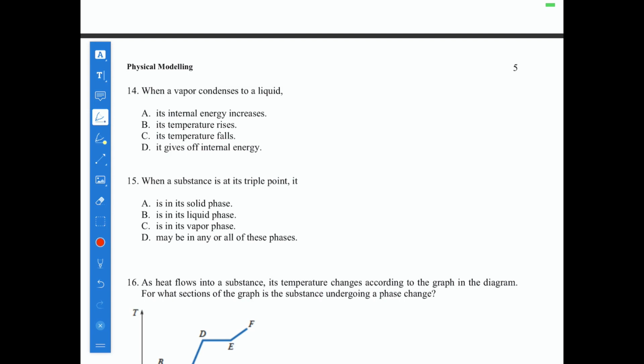When the vapor condenses to a liquid, it will give off internal energy. During condensation, energy is given out because the separation between the molecules of the gas or vapor is more than the separation between the atoms in the liquid. Therefore, you will give off its internal energy. The answer is D.